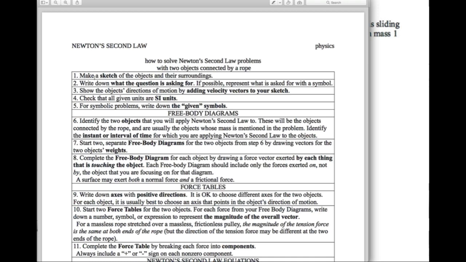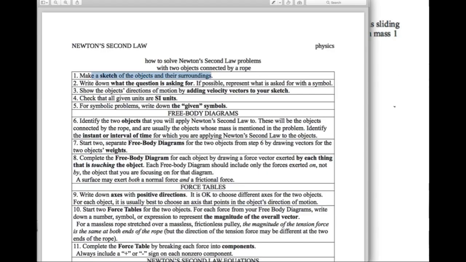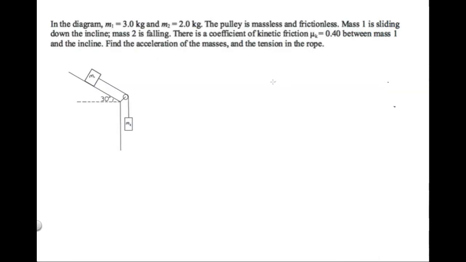The first step is to make a sketch of the objects and their surroundings. In this case, we were already provided with that sketch. So let's move on to our next step, which is to make a note of what the question is asking us for. This question asked us for the acceleration of the masses and the tension in the rope.